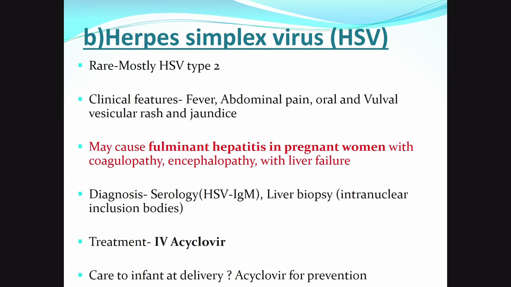Herpes simplex virus, mostly type 2, if the pregnant woman gets herpes simplex virus in the third trimester, she can end up with fulminant hepatitis with coagulopathy, encephalopathy, and liver failure. So we have to suspect clinically. We can diagnose by serology, doing the herpes simplex virus antibodies. And in severe cases, we have to consider IV acyclovir, etc.